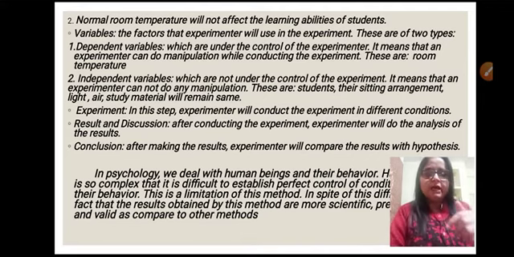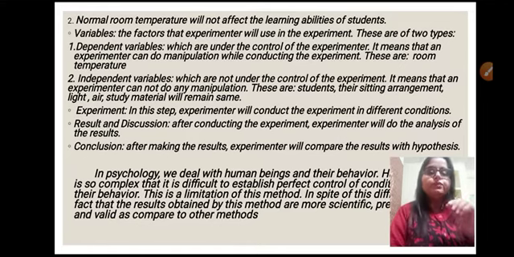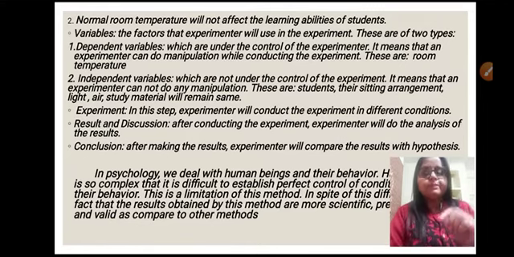So in our problem statement, room temperature is the only thing where an experimenter can do any manipulation. So in this, room temperature is going to be the dependent variable. Independent variables are those that are not under the control of the experimenter. It means the experimenter is not going to do any kind of manipulation during the experiment.